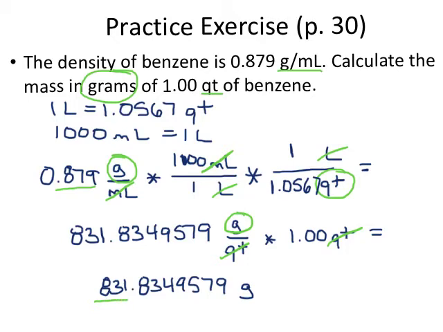So if I look to the right, I've got 0.8, that's going to round up. So my answer is really 832 grams is how much a quart of benzene weighs, or the mass of 1 quart of benzene. So that's the first way to do it, where we've actually changed the units of density, and then we were able to use density as a conversion factor.